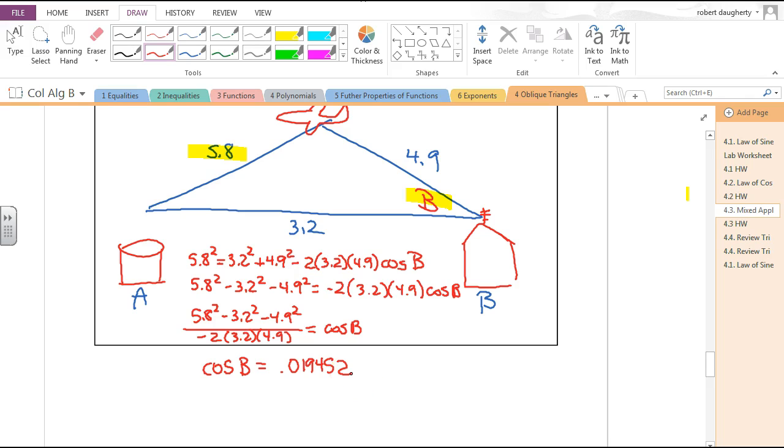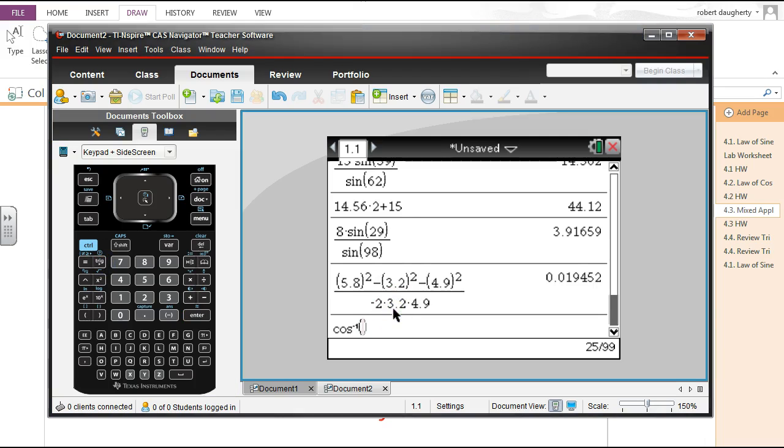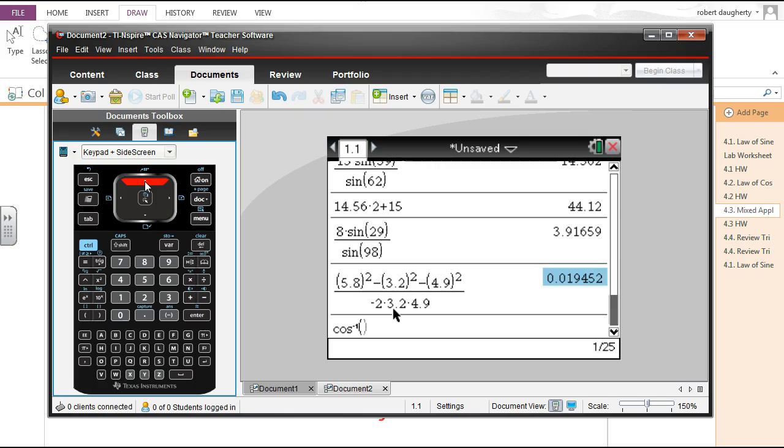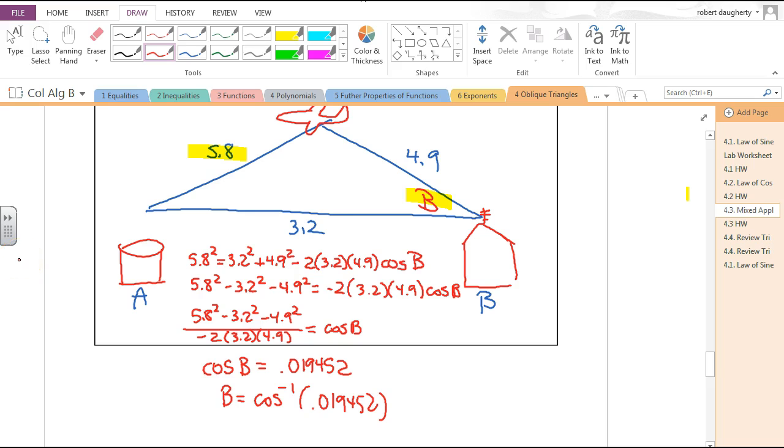How do I solve that for B? So B is equal to the inverse cosine of 0.01942. I'll just go back to my calculator. Trig function, inverse cosine. Do you think I'm going to type that in again? No, I'm going to recall that number right there. Rounded to the nearest degree, what is that? That's an 89-degree angle. So it tells me angle B is 89 degrees.